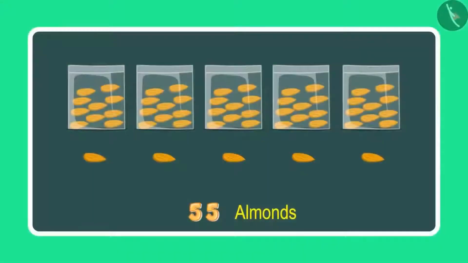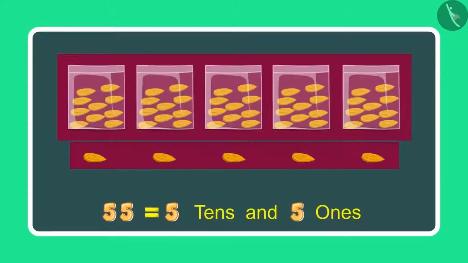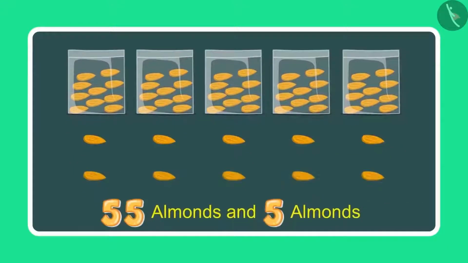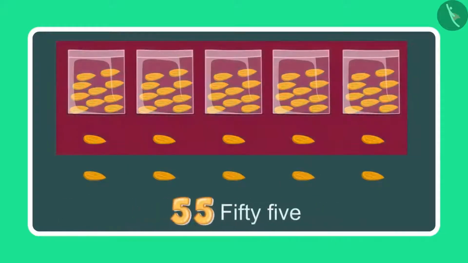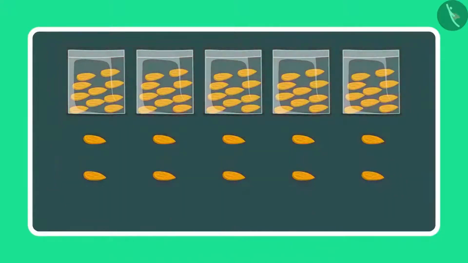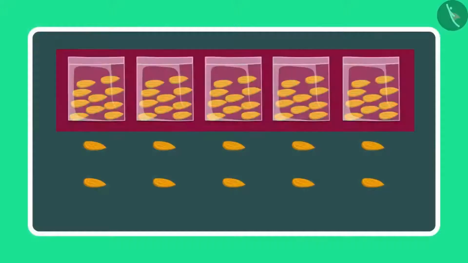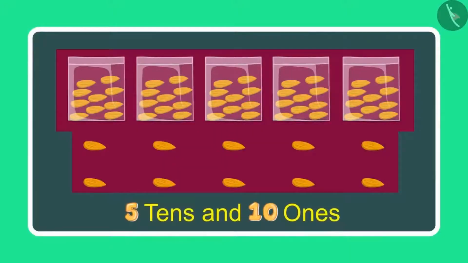To begin with, I had 55 almonds, which means 5 tens and 5 ones, and now 5 more ones. So, after 55 comes 56, 57, 58, 59 and 60. This means 60 almonds. So, Chotu, how many ones and tens do you have right now? Mummy, now I have 5 tens and 10 ones.